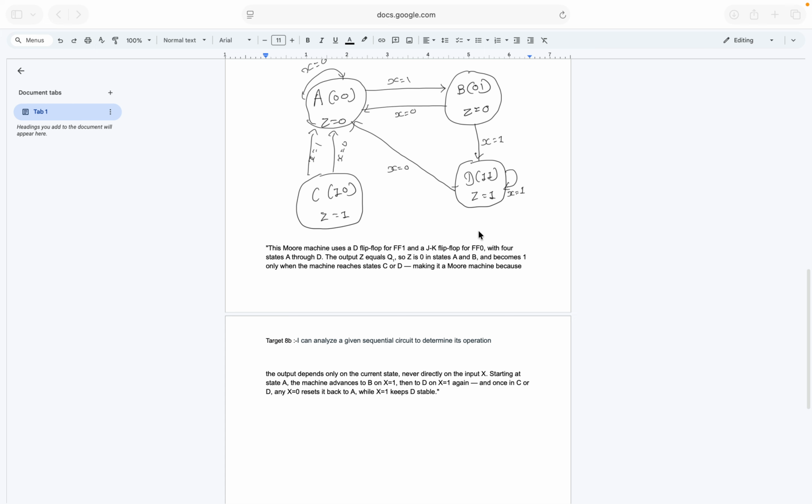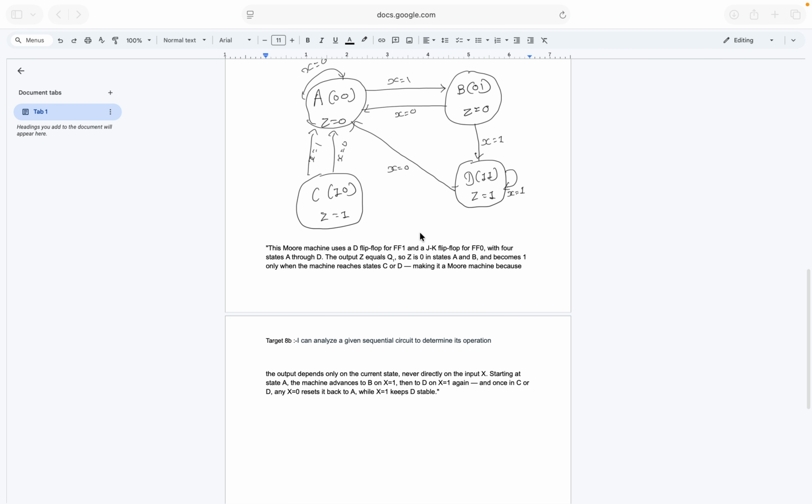The overall behavior of this machine: it starts at A, waits for x to become 1, then moves to B. If x becomes 1 again, it moves to D, and then the output becomes 1. Once it is in D, it stays there as long as x remains 1. If x becomes 0, the machine resets back to A. This makes it a Moore machine because the output depends only on the current state, not directly on the input.